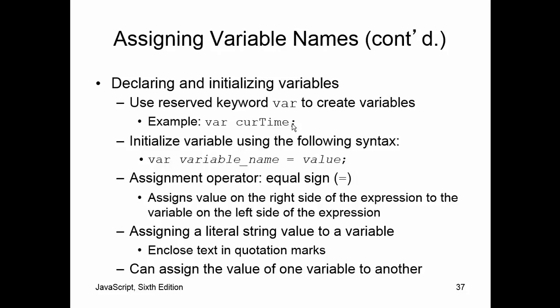because it's not known. But if I wanted to, I could have said var cur_time equal and given it a value like we've done right here. That equal sign is not known as the equal sign, it's known as the assignment operator. So if I were to say var cur_time equals 10, that means take the value 10 and assign it to the variable cur_time. That's what it means.